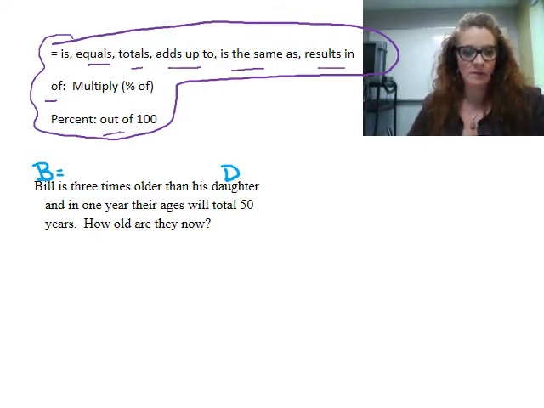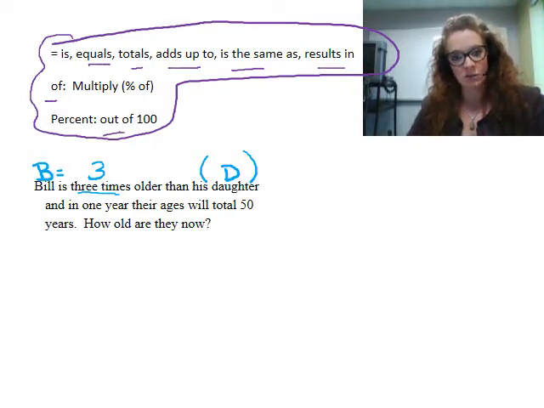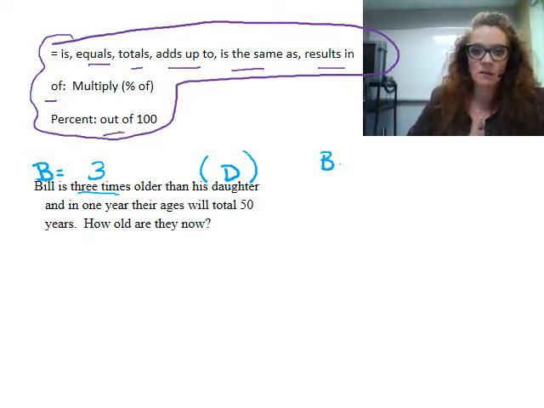Bill equals 3 times older than the daughter. So 3 times, it actually says the word times in there, so we know it's going to be 3 times. So I've used brackets as my multiplication symbol. So Bill is equal to 3 times D, or B equals 3D. Okay, so there's one equation.